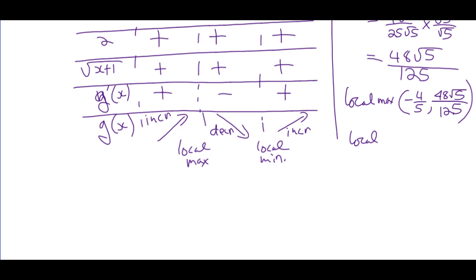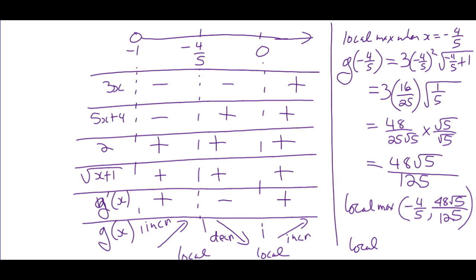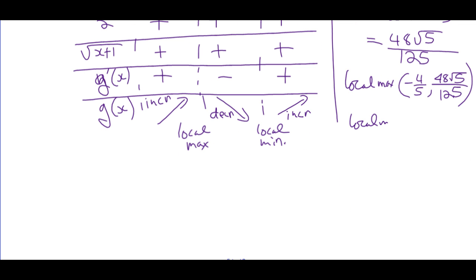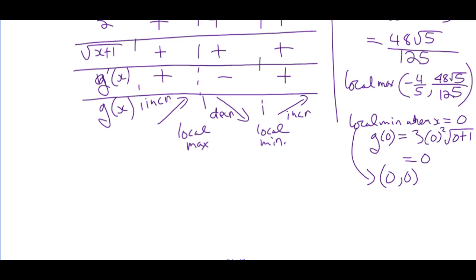Right? Local min at 0. Let's say when x equals 0. So g of 0 is 3 times 0 squared times the root of 0 plus 1, which is 0. So you have a local min at (0, 0).